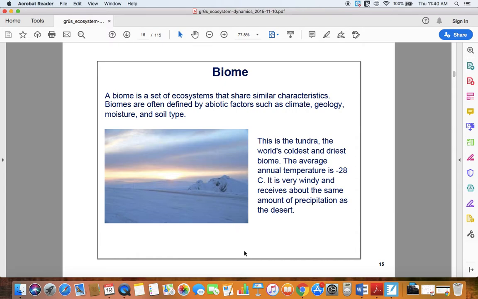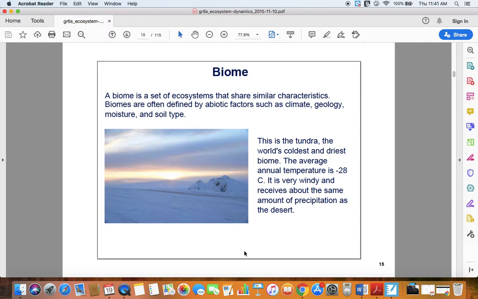Now let's define biome. Biome you should be more familiar with now after your biome research project. A biome is a set of ecosystems that have similar characteristics that involve climate and organisms, the biotic factors. Biomes are defined by abiotic factors such as climate, geology, moisture, and soil type, and by the biotic factors of plants and animals. Once the abiotic and biotic factors begin to change, it means you're moving into a different biome.